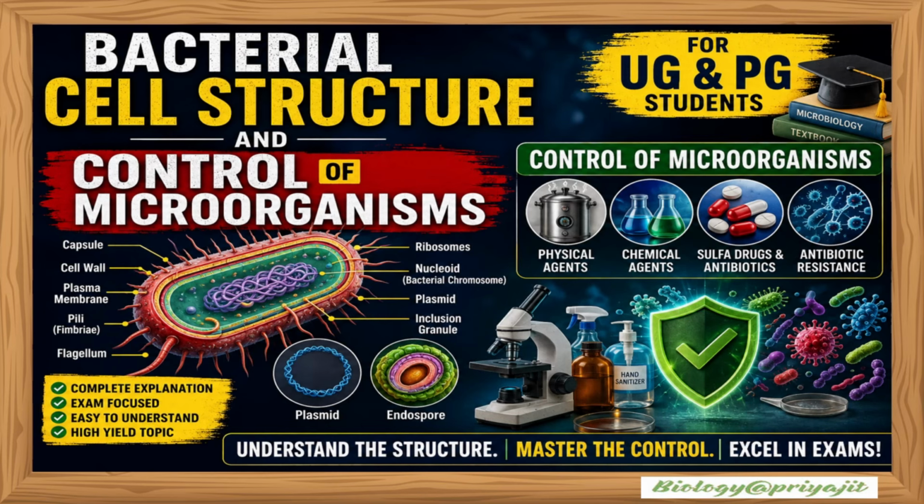So my dear students, in this class we will first understand the important structures of a bacterial cell such as the capsule, pili, flagella, cell wall, plasma membrane, outer membrane, plasmids and bacterial chromosomes. Then we will discuss one of the most fascinating survival structures of bacteria, that is the endospore. Finally, we will move to control of microorganisms including physical and chemical methods, and then discuss chemotherapeutic agents, sulfur drugs, antibiotics, selective toxicity and antibiotic resistance.